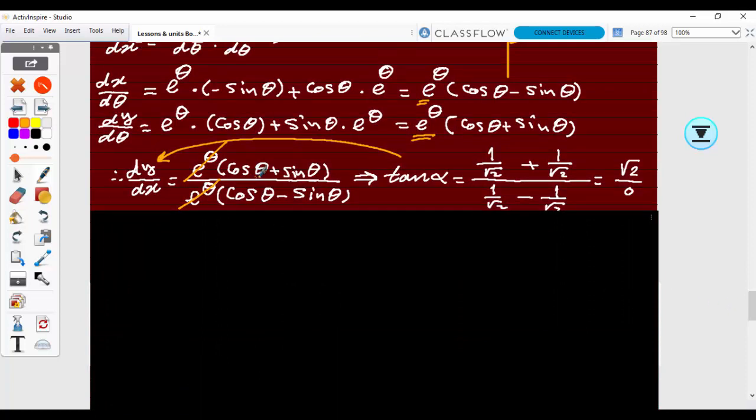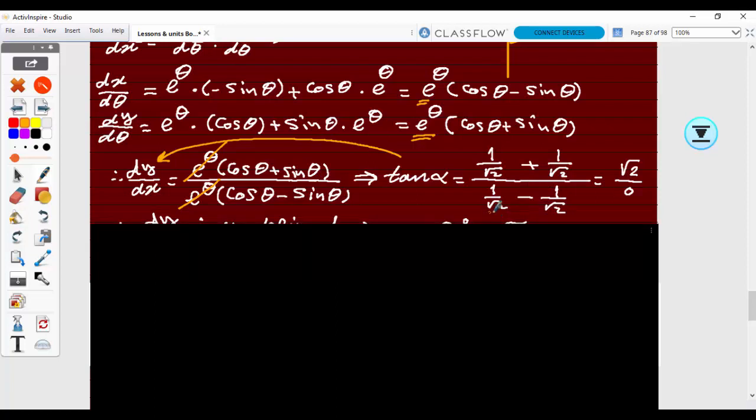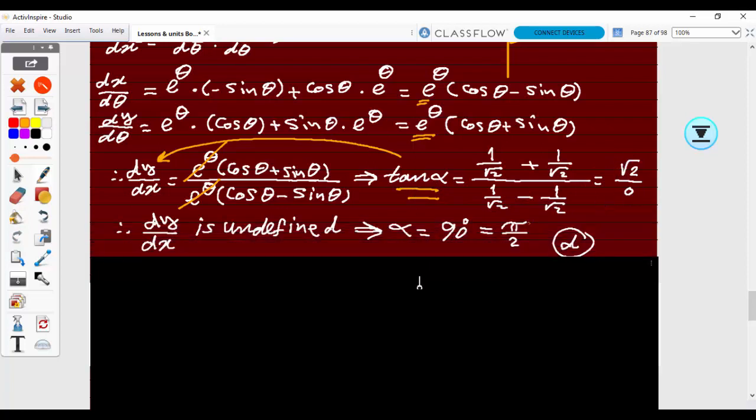So cosine 45 equals 1 over root 2, sine 45 equals 1 over root 2. From here, we can deduce that the denominator equals 0. So tan α equals root 2 over 0. It is undefined. So dy/dx is undefined, and from that we deduce that α equals 90 degrees, which equals π/2.